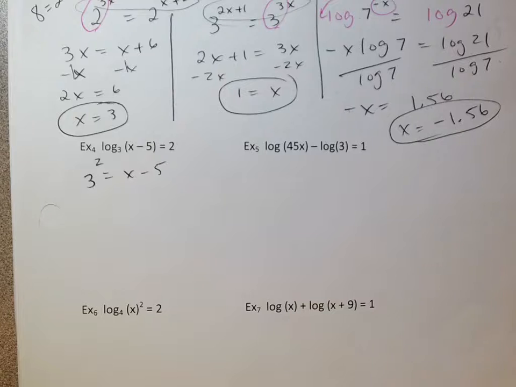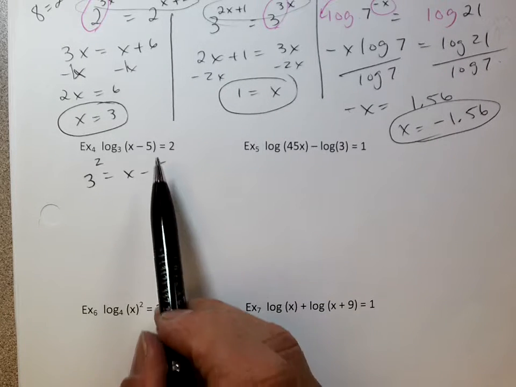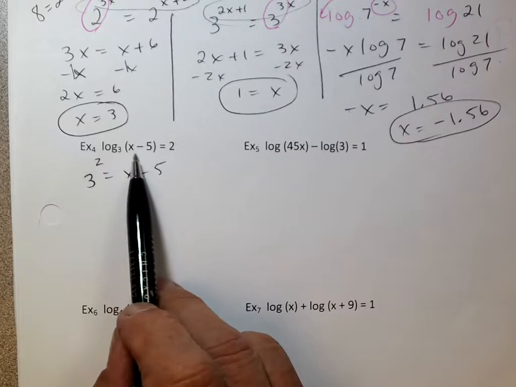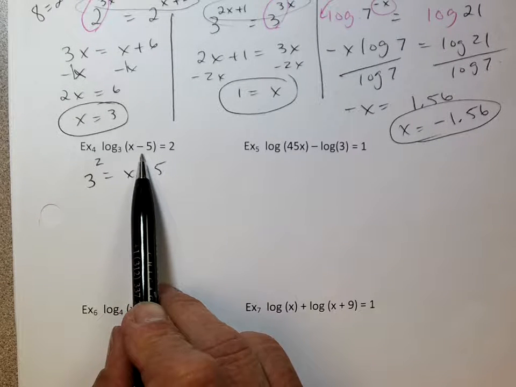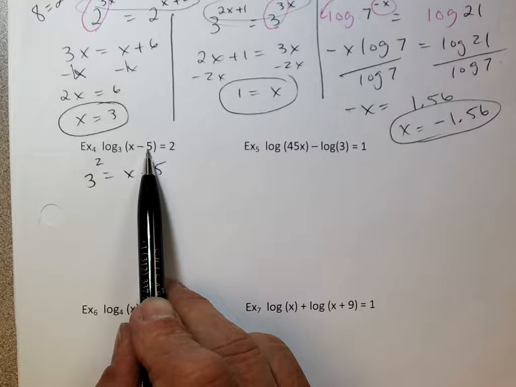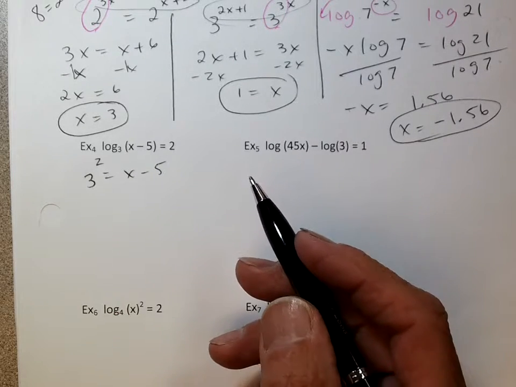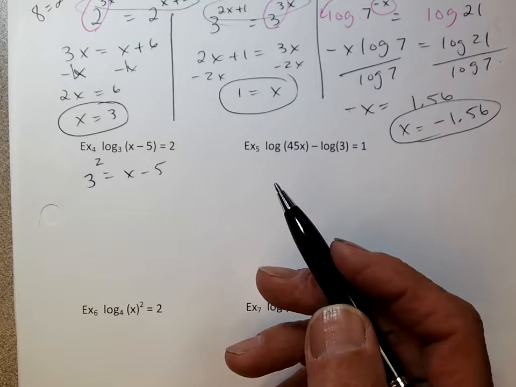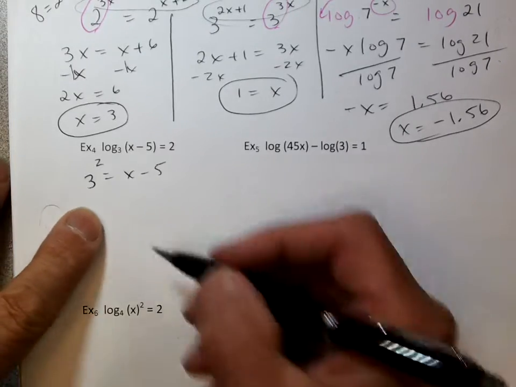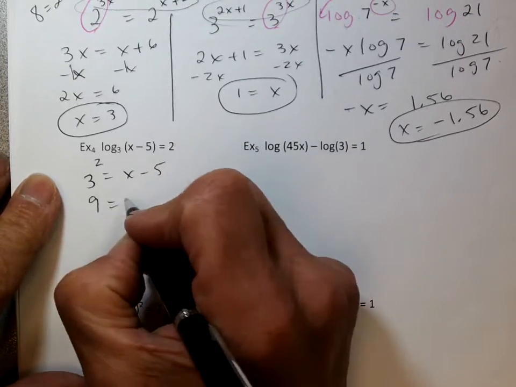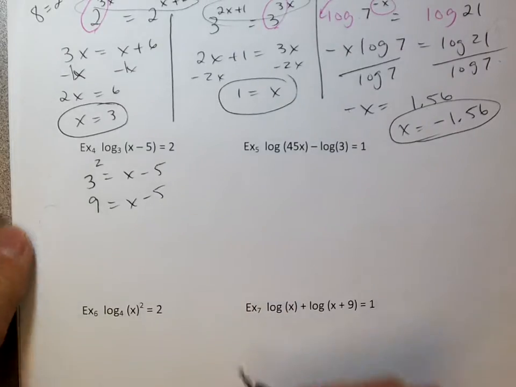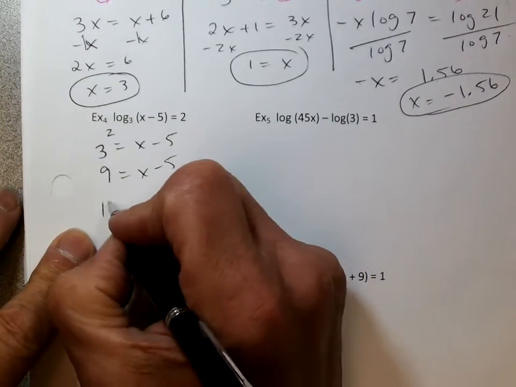Now it gets pretty easy, okay? Now, real quick warning. Warning, warning, warning. This can never be 0, and this can never be negative. So if you get an answer that makes this 0 or negative, you're going to have to throw it out, okay? You can't have logs of 0. You can't have logs of negatives. So I'm going to write that up here real quickly. So I get 9 equals x minus 5, right? Add 5, and I get 14, okay?